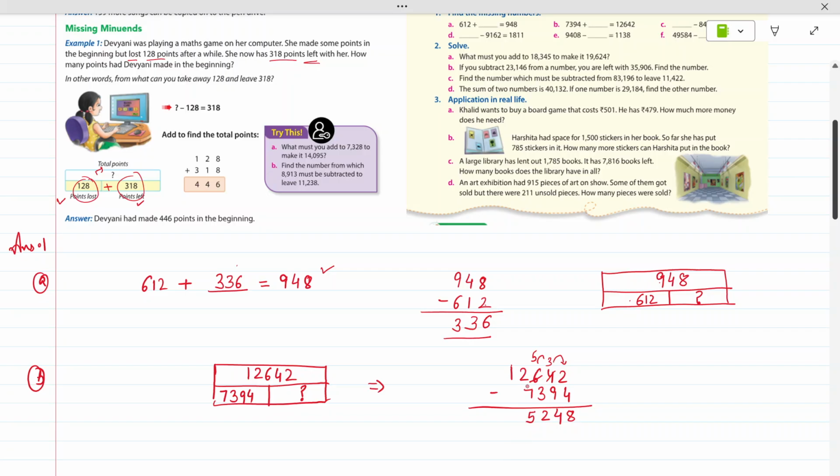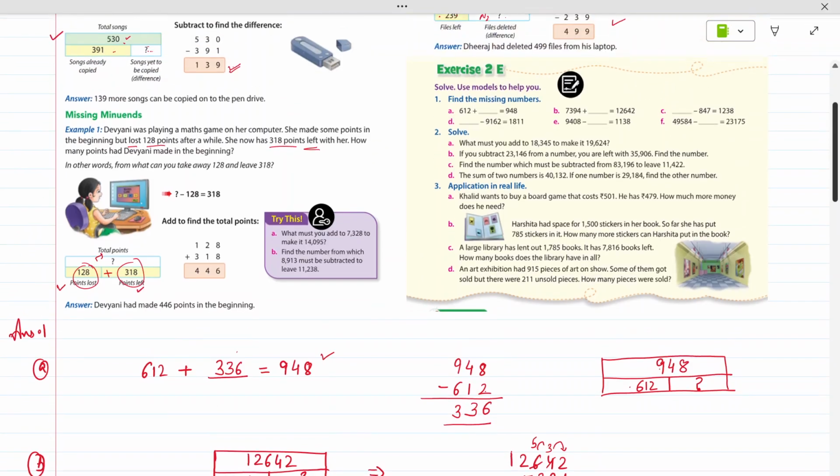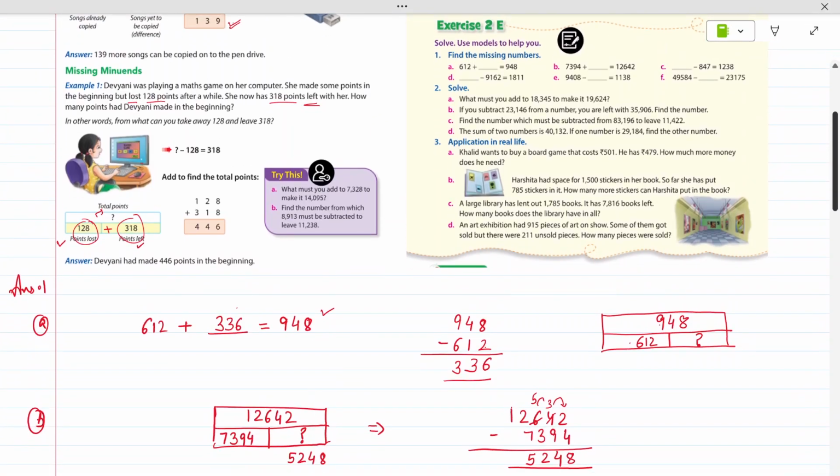We cannot subtract 7 from 2, so we will take a carry. So this is general subtraction, and we have got the other number. The number which was missing is 5248. So this we have done using the models. Okay, now let us pick the third part, C.